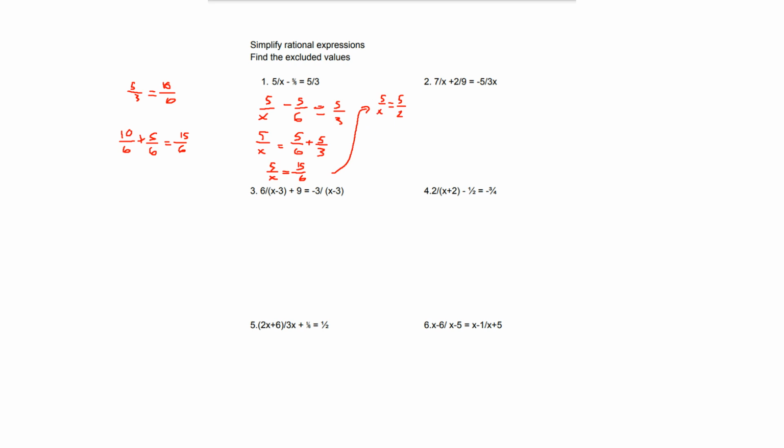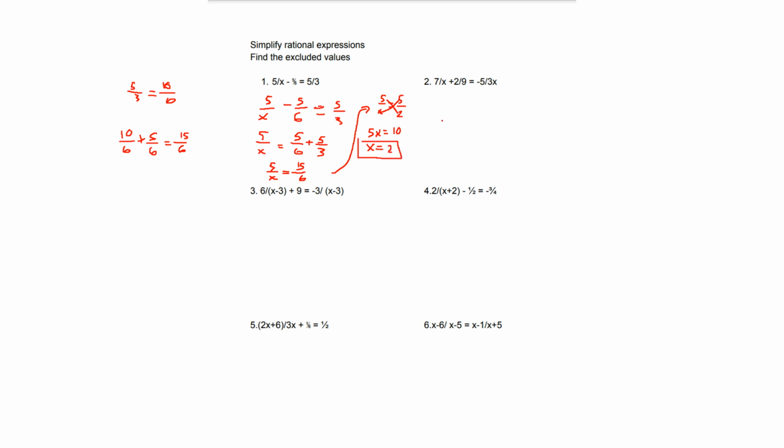Now, if you notice, x has to equal 2. Or if you don't see that immediately, you could just cross multiply. So we get x times 5 and 5 times 2, which will give us 5x equals 10, and x will equal 2.